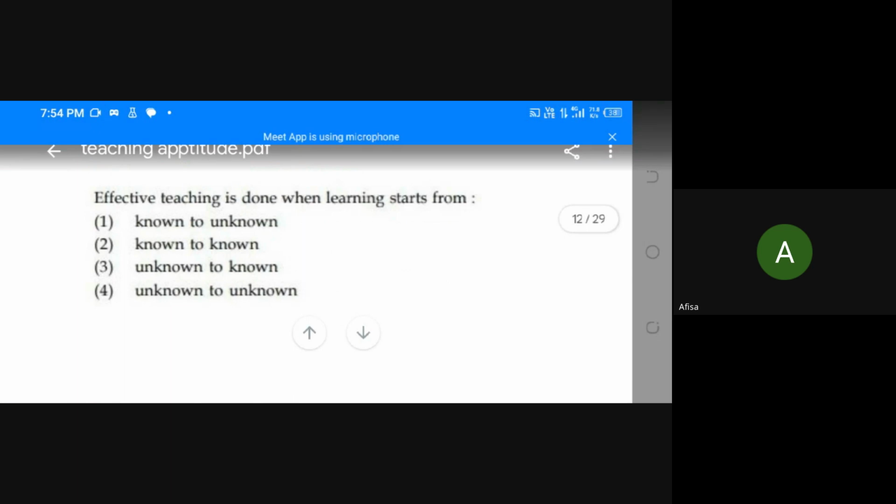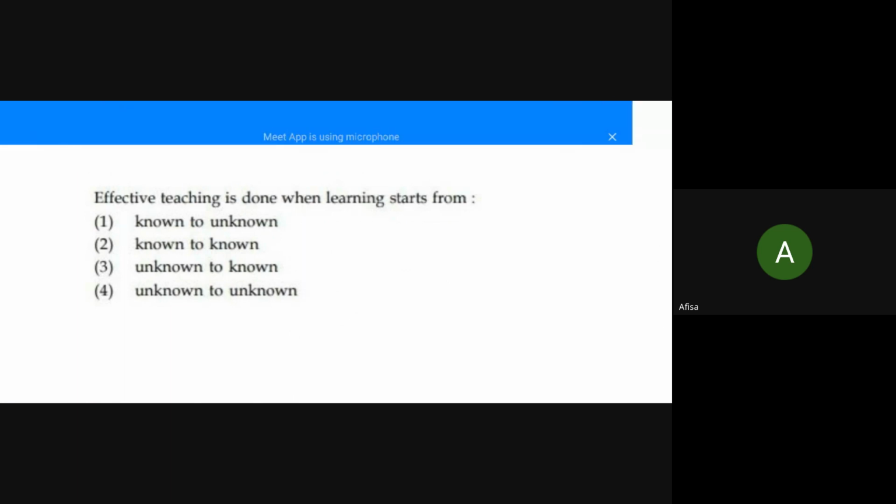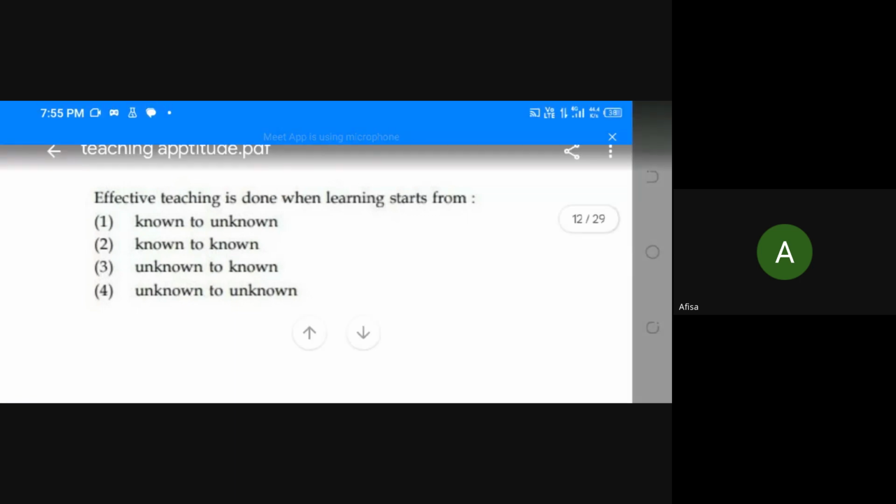Effective teaching is done when learning starts from option 1, known to unknown, option 2, known to known, option 3, unknown to known, option 4, unknown to unknown. This is also related to teaching aptitude. The answer is unknown to known. So effective teaching is done from unknown to known, not from other options.